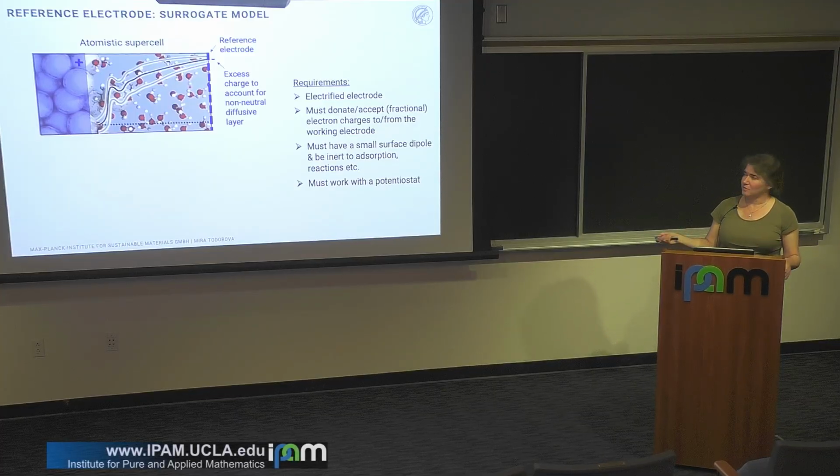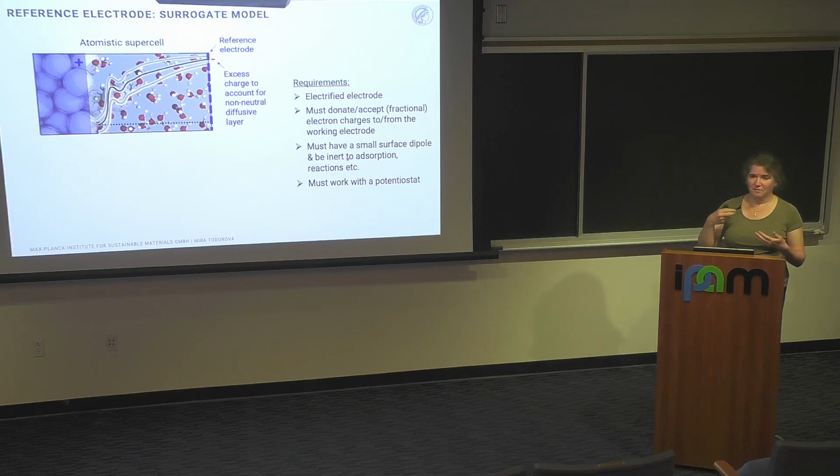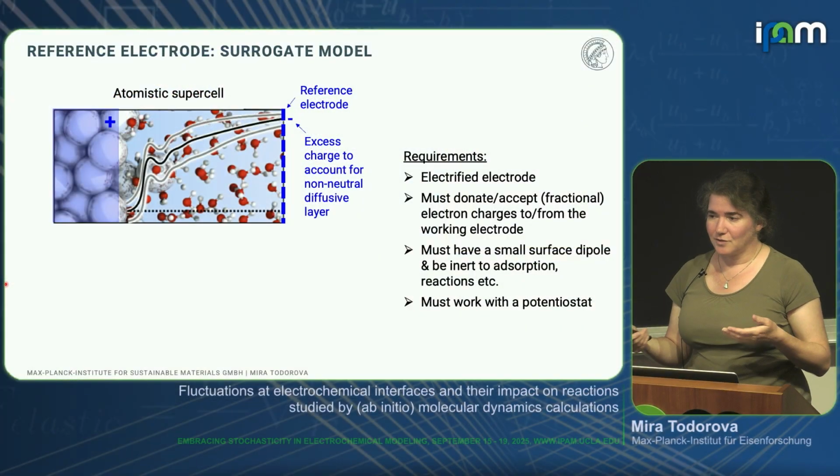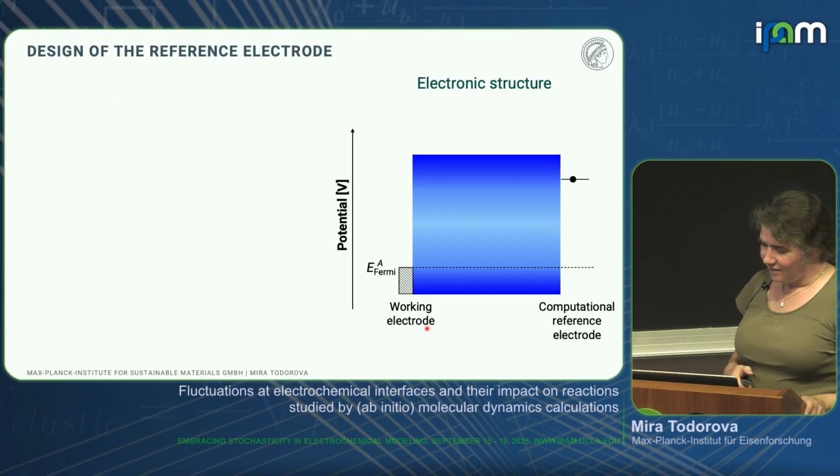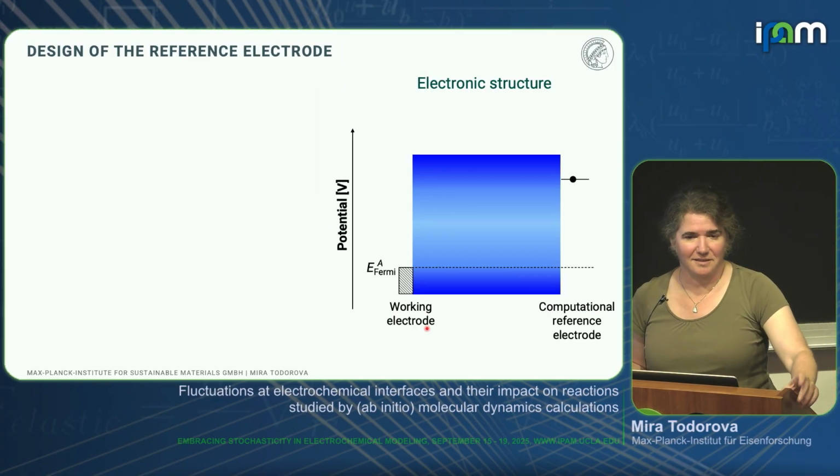And we would like this reference electrode to be kind of a spectator, so not to perturb the system too much. So it should have ideally a small surface or interface dipole, be inert to adsorptions and reactions. So it's just, for me, a means to kind of charge my working electrode. And of course, if we need to control the potential, it should work with the potentiostat. Now, how do we achieve something like this?